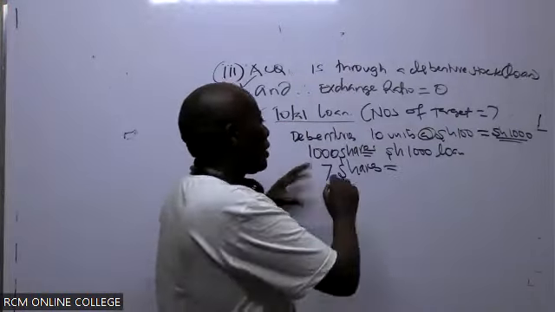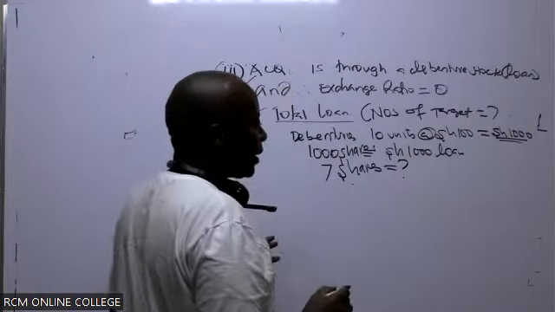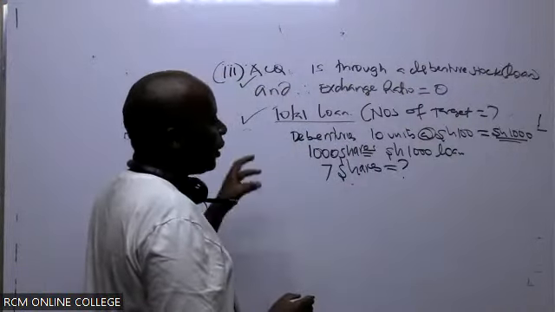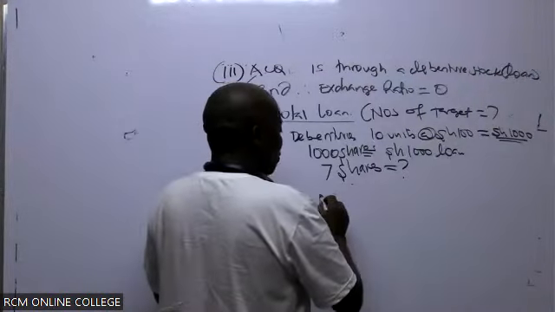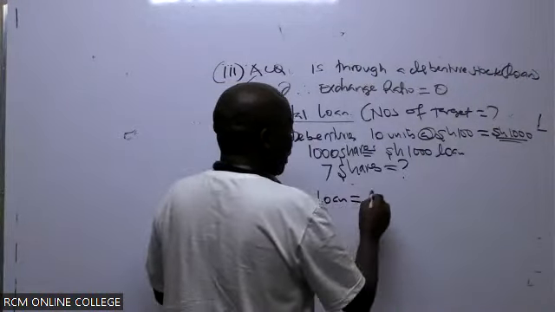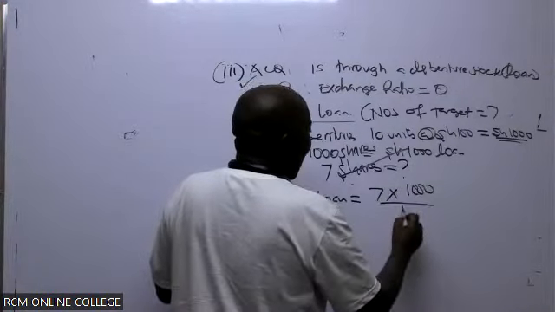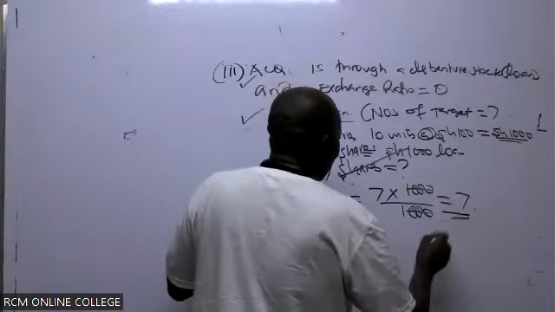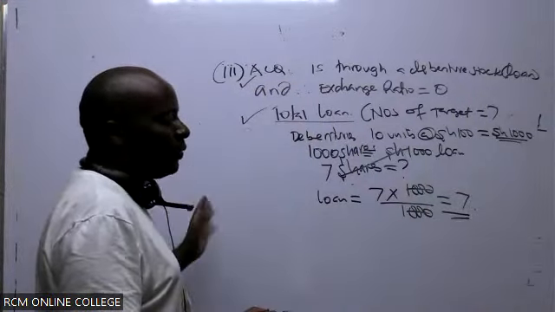So in this case, for 7 shares, what amount of loan are we going to give these guys? If every 1,000 shares we're giving them shillings 1,000, what about 7 shares? Go ahead and cross multiply. Our loan to be given will be 7 times 1,000 divided by 1,000, which will end up giving me a loan of just 7 bob. Leave it like that.